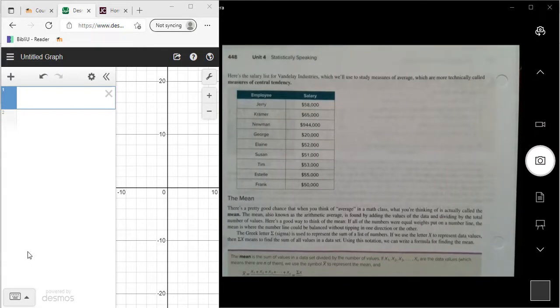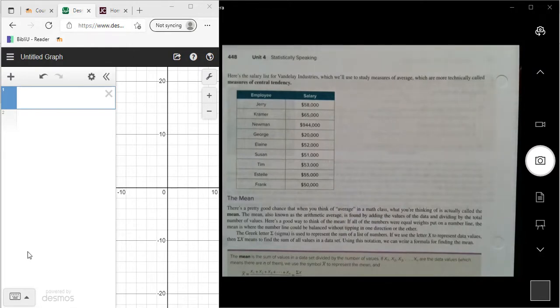Here's the salary list for Vandelay Industries, which we'll use to study measures of average, which are more technically called measures of central tendency. Now we look here at the employee names, and we also have their salaries listed as well. Okay, now it says the mean.